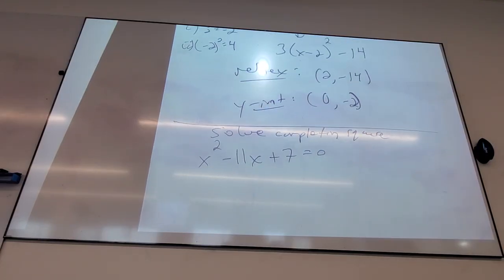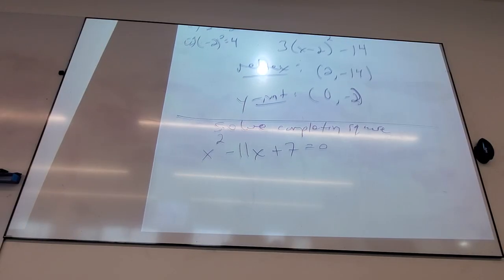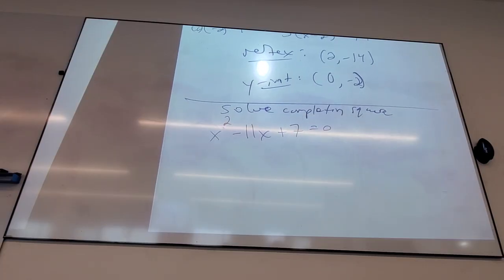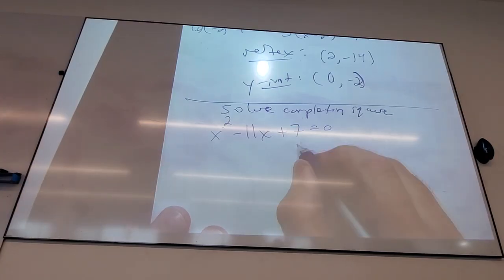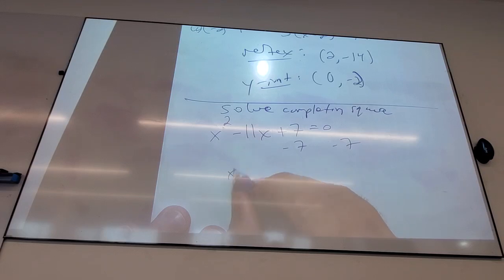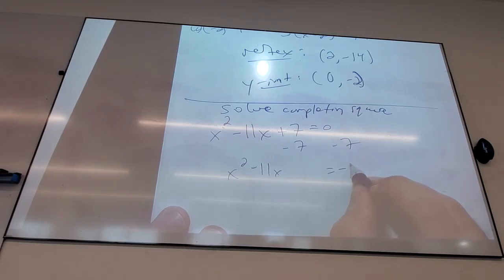Solve using completing the square. What would you do first? Minus 7. Now I have 2 sides, correct? Yeah, subtract 7. Get this out of the way.